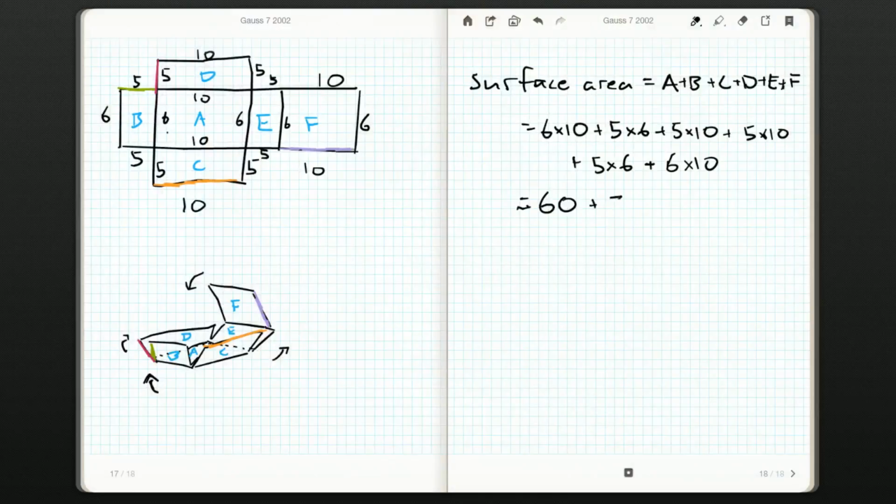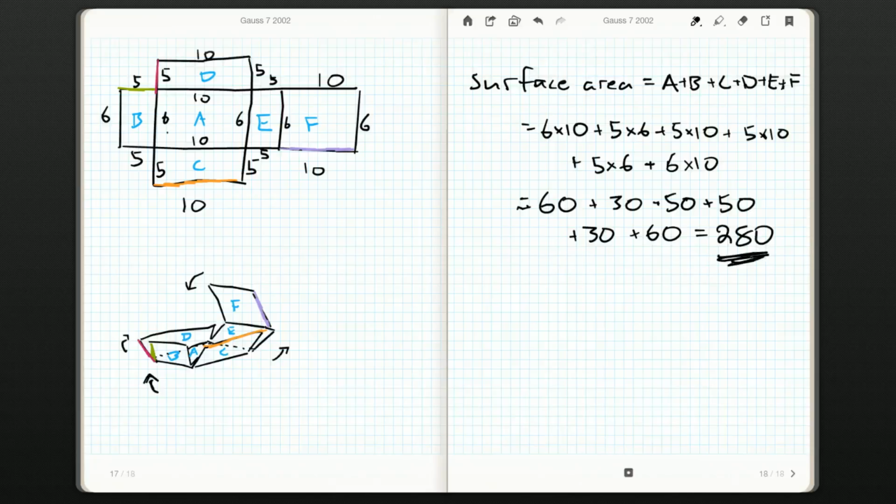So 60 plus 30 plus 50 plus 50 plus 30 plus 60, so 60 and 50, that's 110. 60 and 50, that's another 110, so that's 220. Then we have 2 30s, so that's 60. So 220 plus 60, that's 280. Don't worry, you could just get your calculator out and do that. So we should have a surface area of 280 centimeters squared.